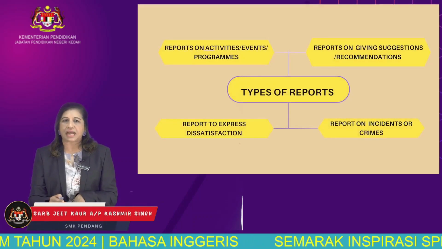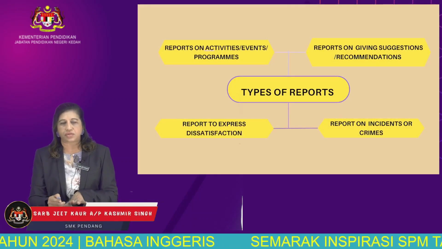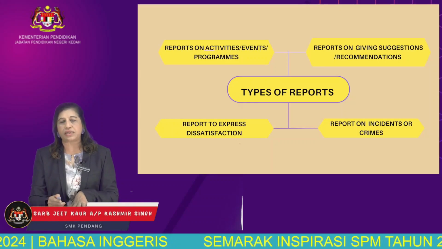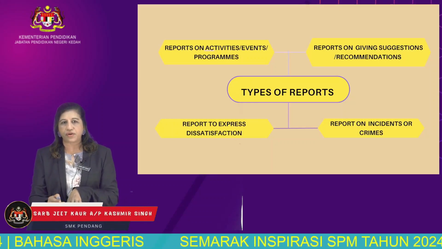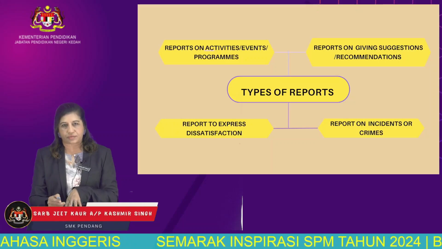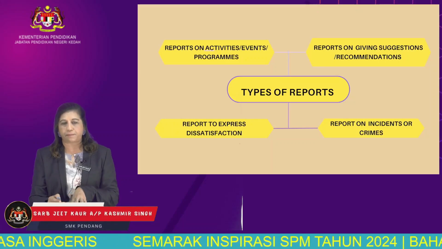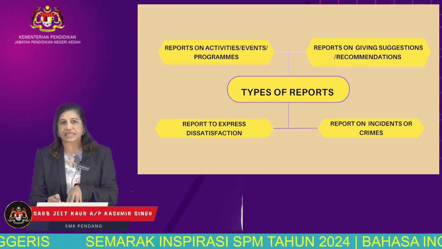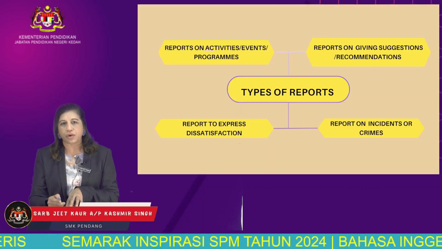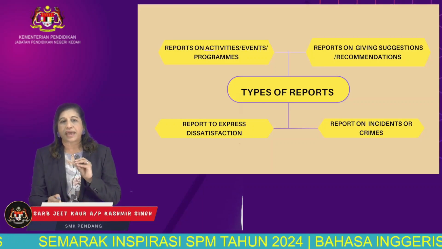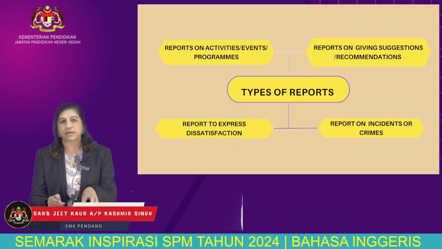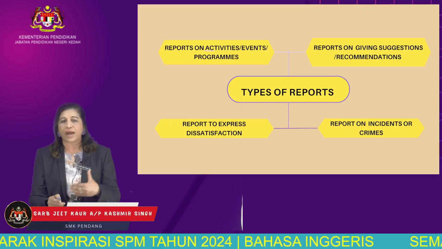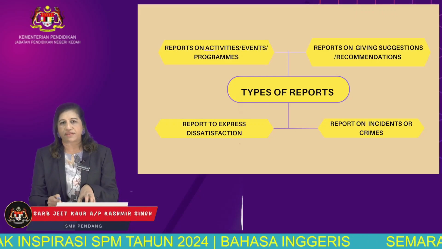Okay, these are the types of reports. Students, look at the types of report. There are actually 4 types of reports that you need to familiarize yourselves with. The first is reports on activities, events, and programs. You do not have to worry much. Reports on activities, events, and programs are normally about anything that happened around you, in school. So just look through what activities you have carried out.